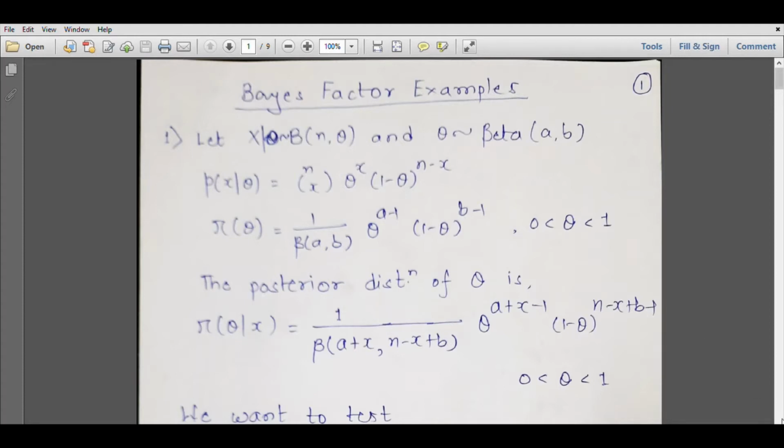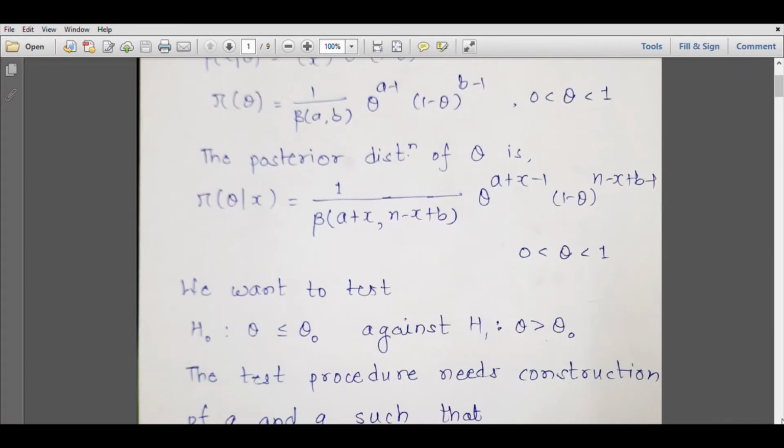Now the purpose is to test a hypothesis of this type: H naught is theta less than or equal to theta naught, where theta naught is a known constant lying in the interval 0 to 1, and H1 is theta greater than theta naught. Now, as we have discussed in the earlier lecture, the test procedure needs separate priors for H naught and H1. So, suppose G naught and G1 are such priors.